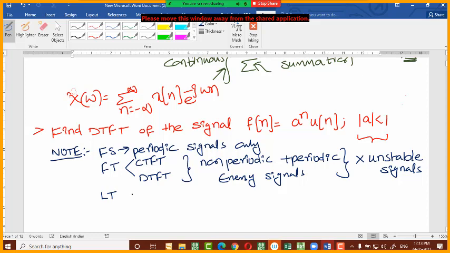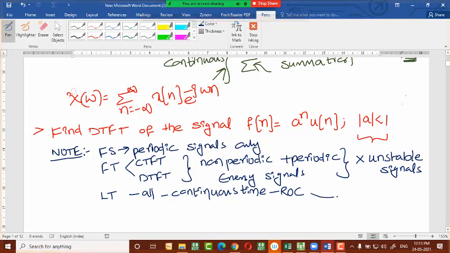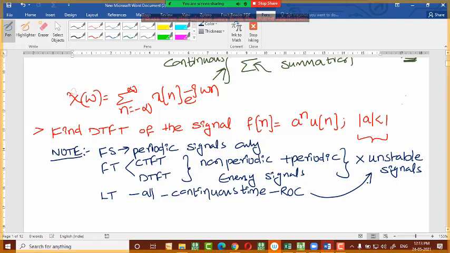Laplace transform, you can take all, but it is continuous time. So here a new thing will come, that is ROC. For certain values of sigma only, for unstable signals also, the Laplace transform is defined. Fourier transform is not applicable to any unstable signal. That is confirmed. For the remaining signals you can apply the Fourier transform, whether it is a CTFT or DTFT.